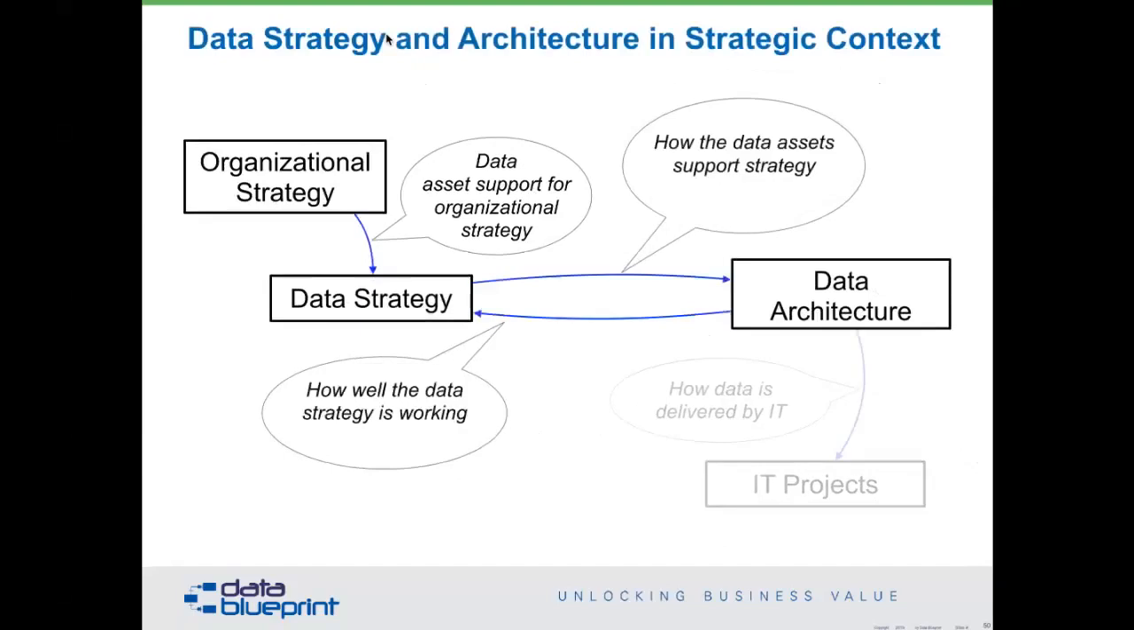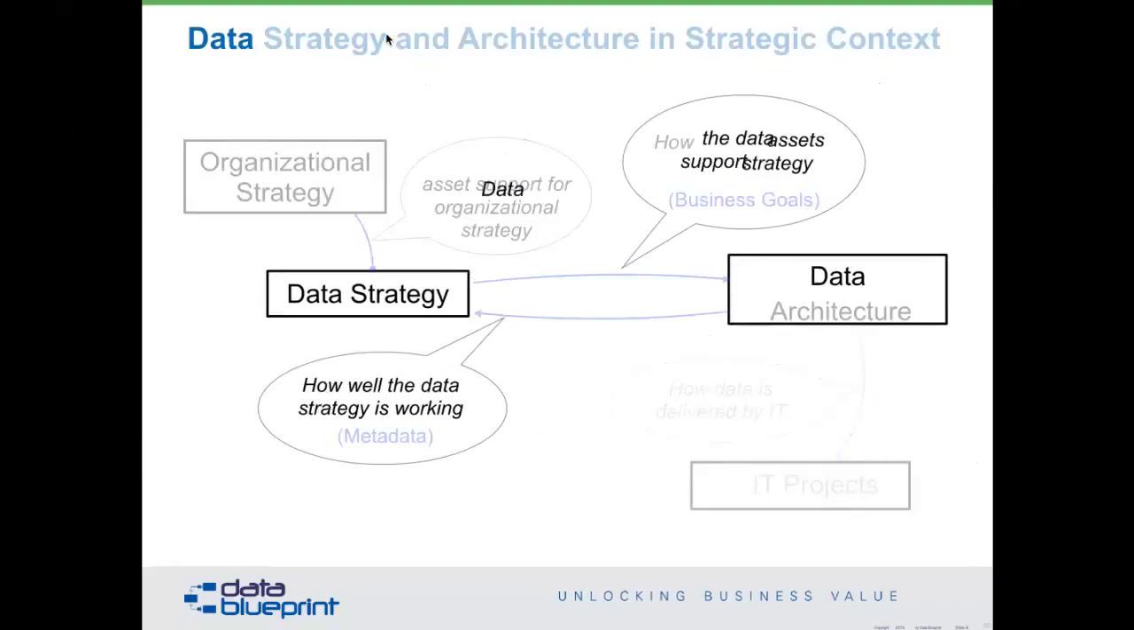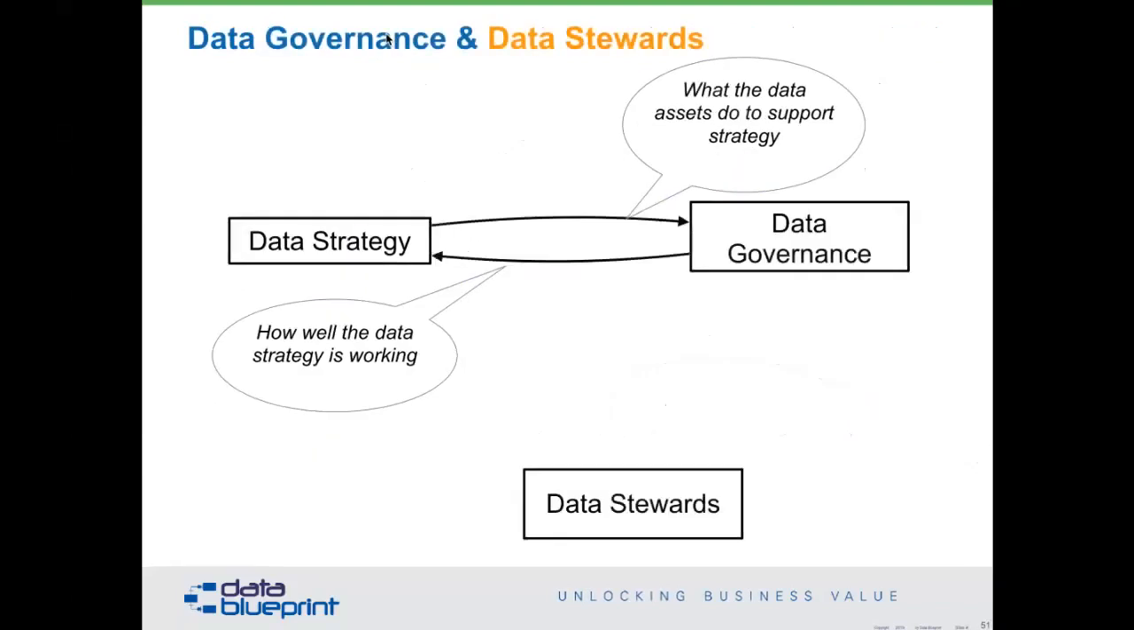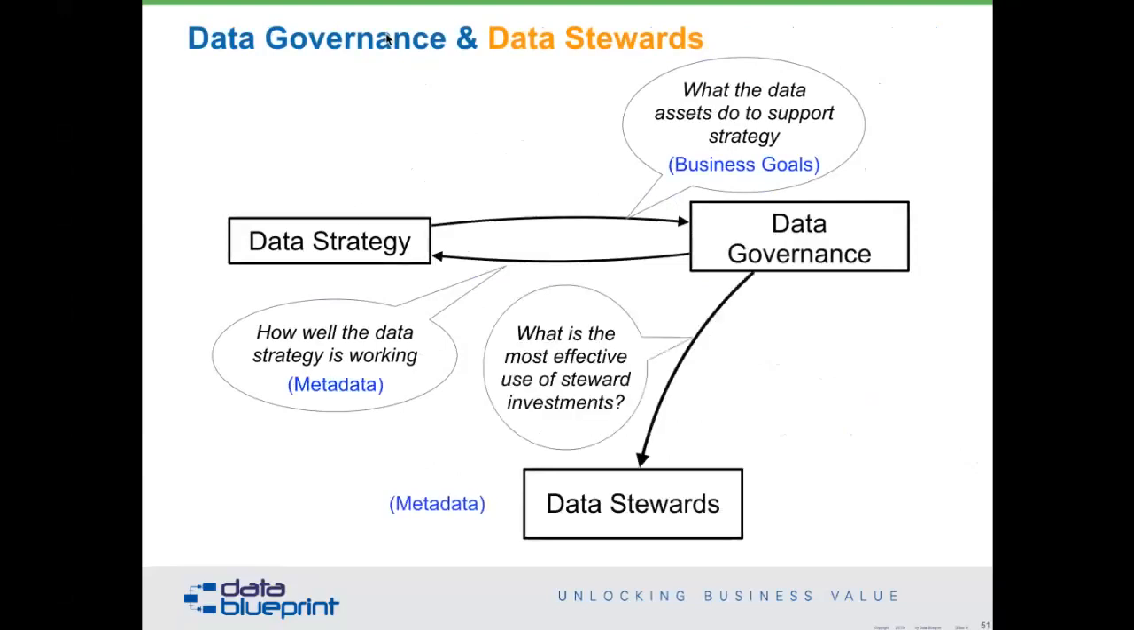And again, if we look at data strategy and data architecture, or in this case, relative to data governance, these data assets should be described in business goals. And the language of data governance has to be metadata. Because only when we're using data governance and metadata can we tell our data stewards what the most effective investment of their valuable time and effort is. And they can report back on progress and projects.